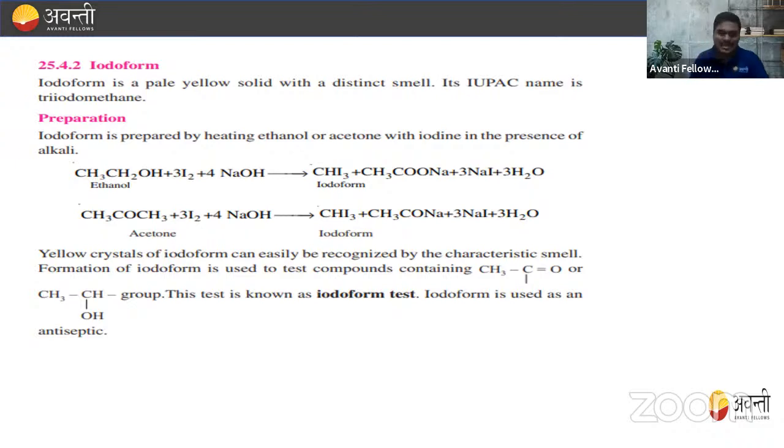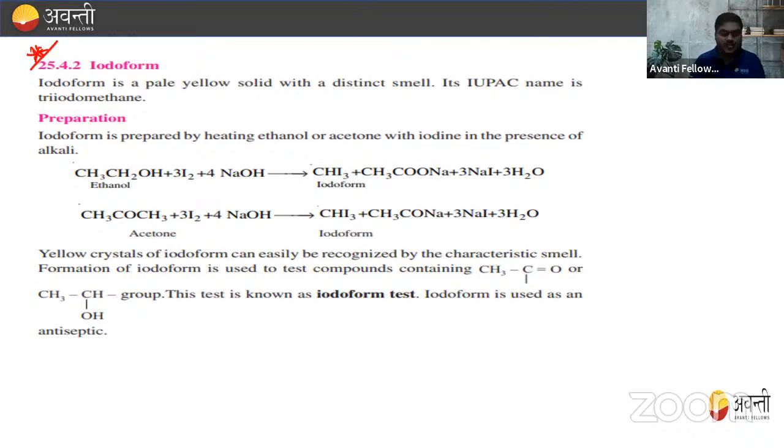So this iodoform test we generally use in the first chapter. It is used for alkyl halide as well, alcohol as well, aldehyde and ketone as well. Right. So in all these we use the iodoform test. So remember very carefully, beta. This is going to be very, very important. Always remember this iodoform test.